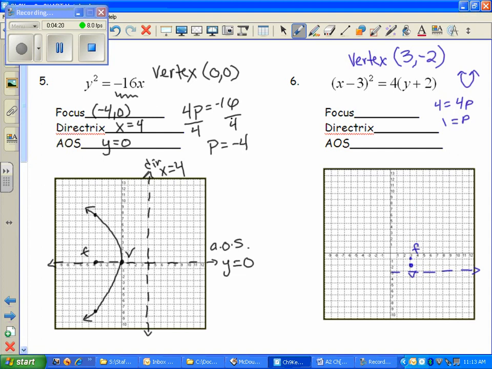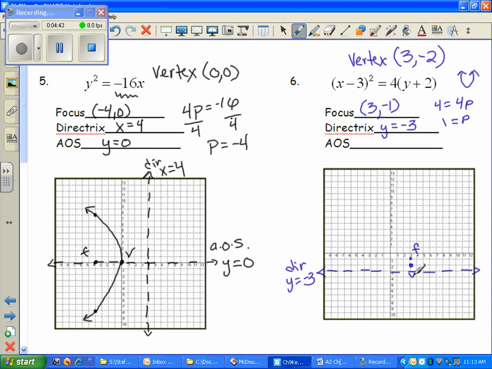The directrix this time will be horizontal because the parabola is going to open up and it will underline it. So this is the directrix at y equals negative 3. So directrix y equals negative 3. We also got the focus was at 3, negative 1.